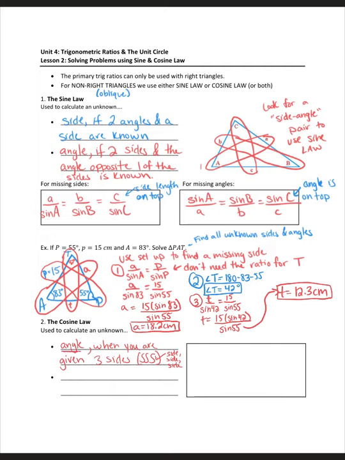It can be used to find an angle, or it can be used to find a side when you are given two sides and the contained angle. Two sides and the contained angle. This sometimes is referred to as side angle side.